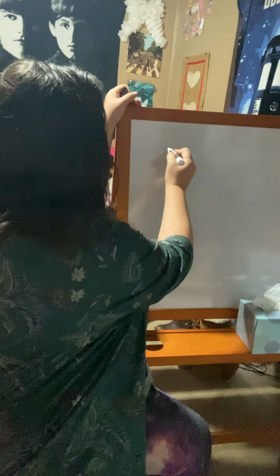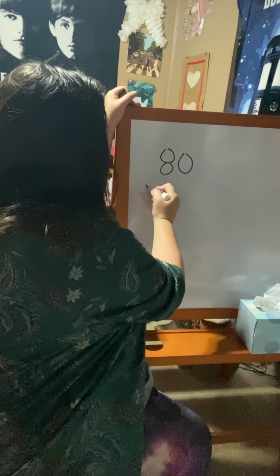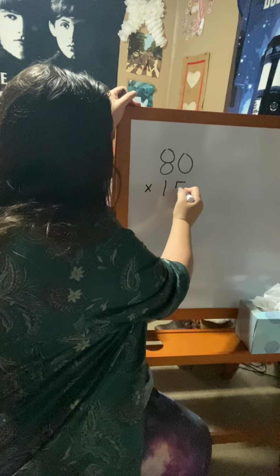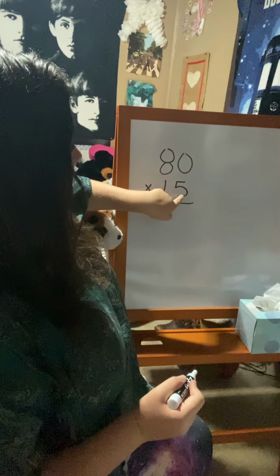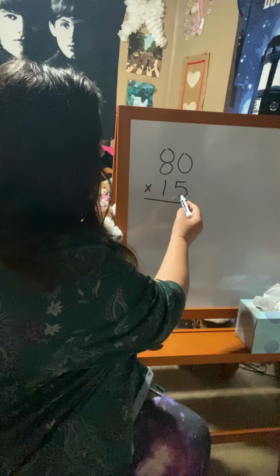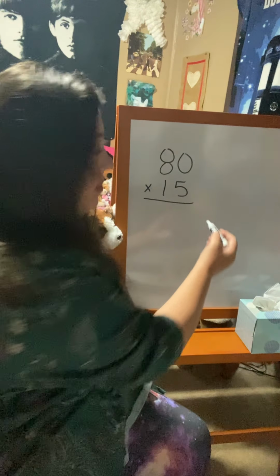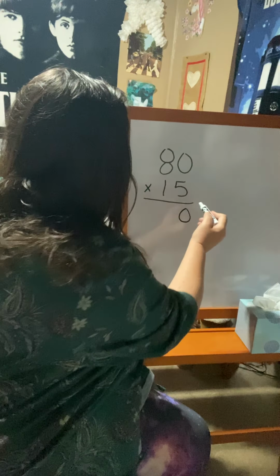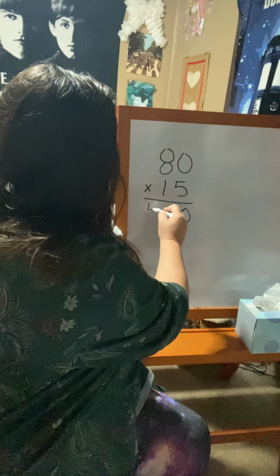The first problem says 80 times 15. So let's do 80 times 15. This is your ones column, and this is your tens column. So let's do the ones column first. 5 times 0. What is 5 times 0? 0. 5 times 8. What is 5 times 8? 40.